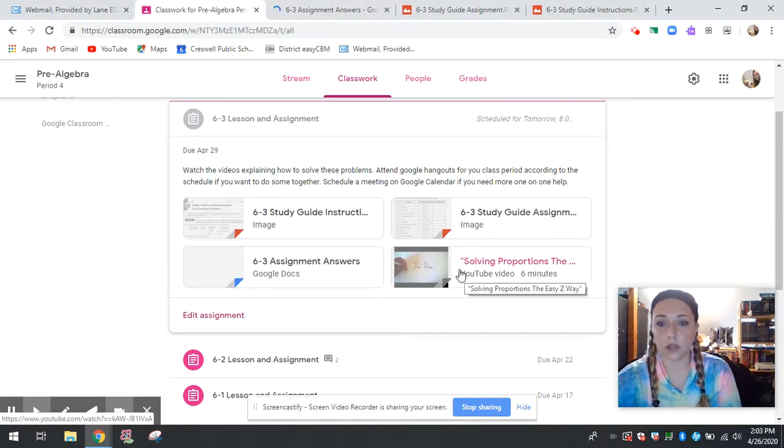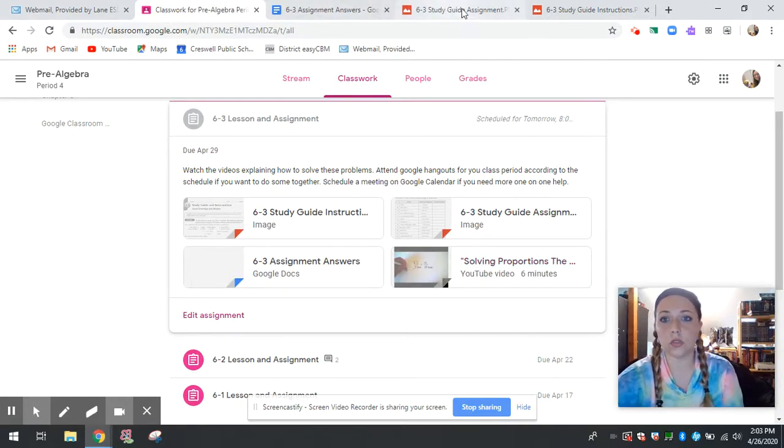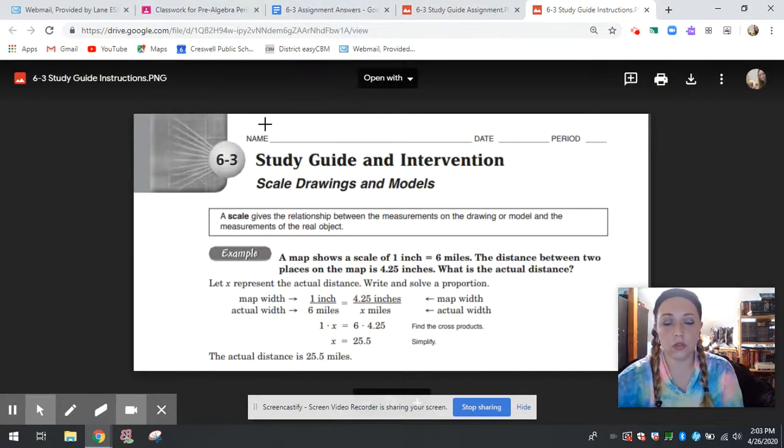Here I've attached a YouTube video on solving proportions that I think is pretty helpful and on point for this lesson. But for starters, we'll just go over the study guide instructions. So this has to do with scale drawings and models. So this particular example has to do with a map.